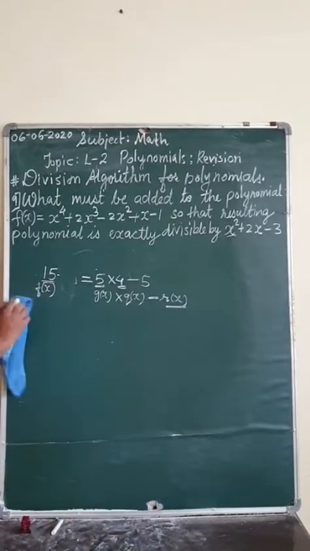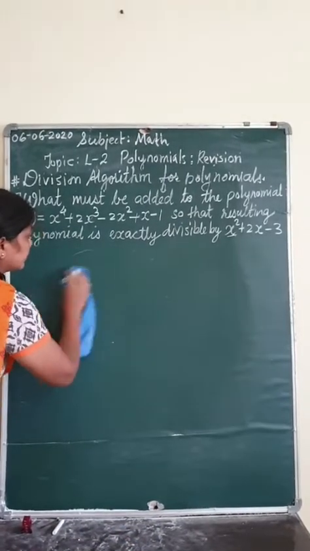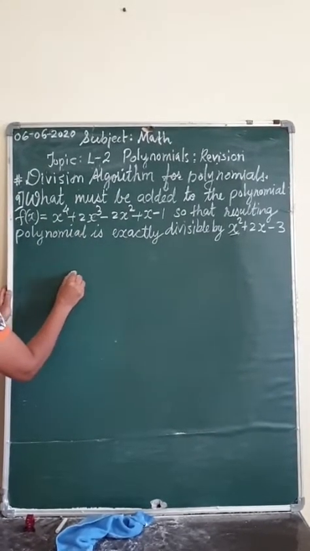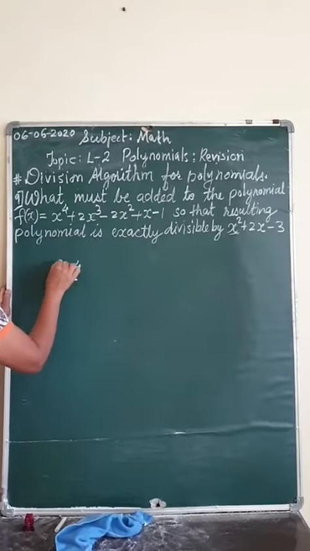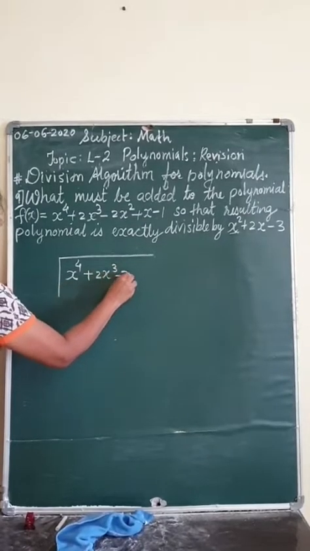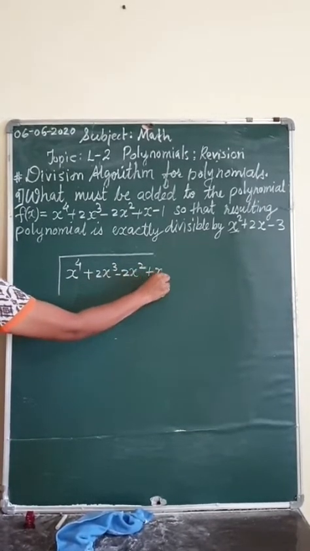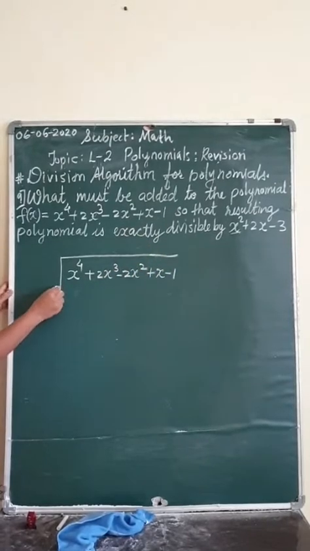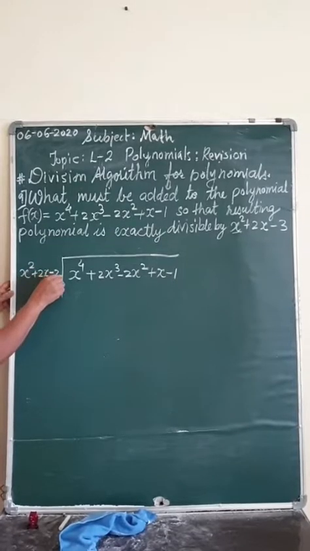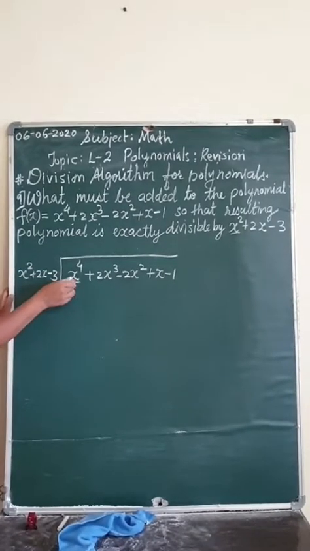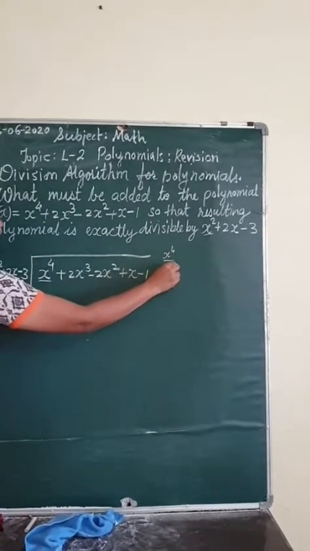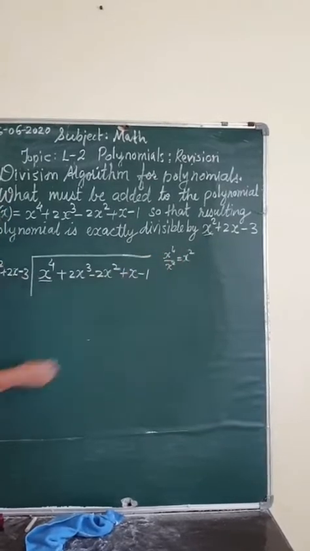So let's start the example. Again, we have to divide x raised to 4 plus 2x cube minus 2x square plus x minus 1, dividing it by x square plus 2x minus 3. Now, already said, x raised to 4 divided by x square, you can write this as rough work, we get x square.